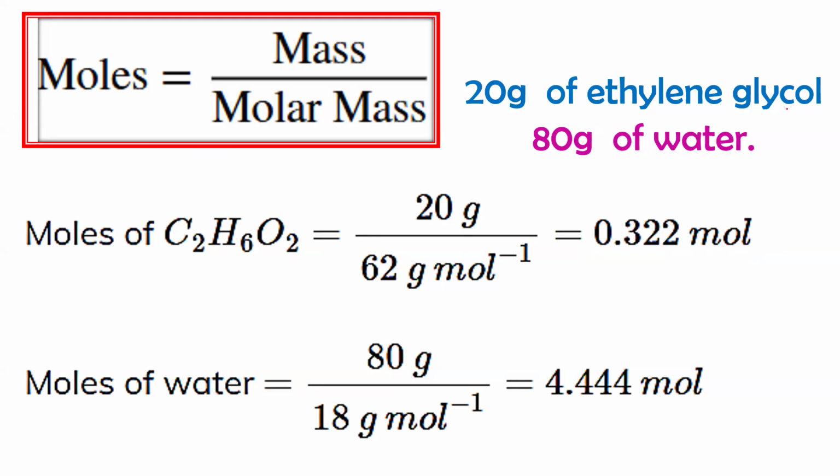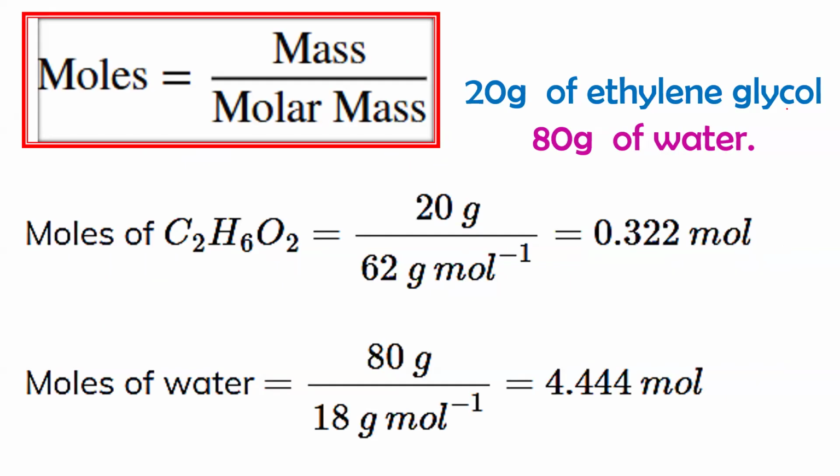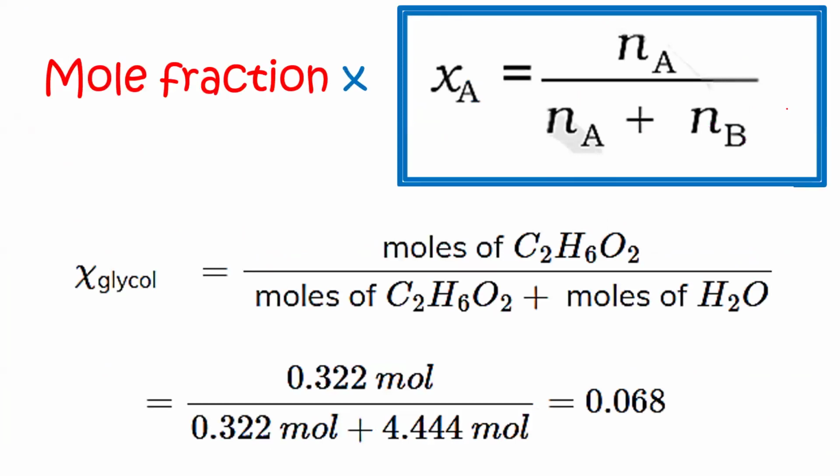And in water, similarly, 80 by 18. How did we get the 18 for H2O? We calculate like this: H2O is 2 H plus 1 oxygen. So 80 gram by 18 is 4.444 mole. So we got the moles of ethylene glycol and the water, and next is the mole fraction.